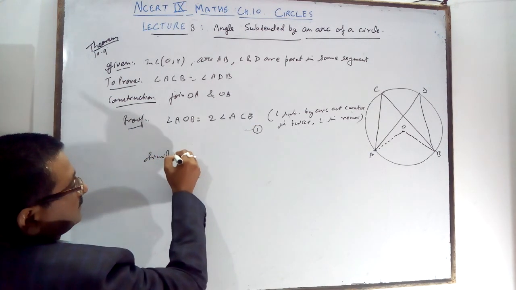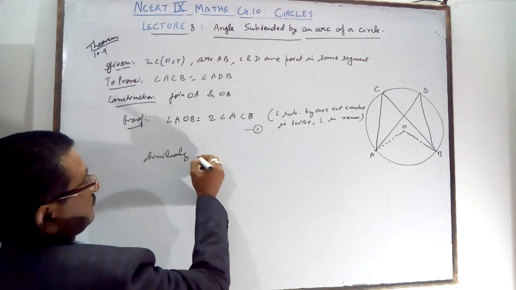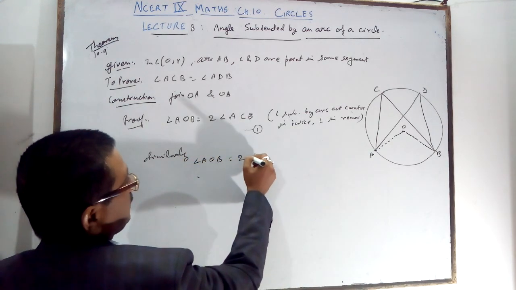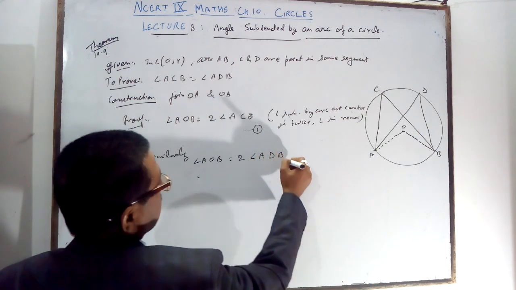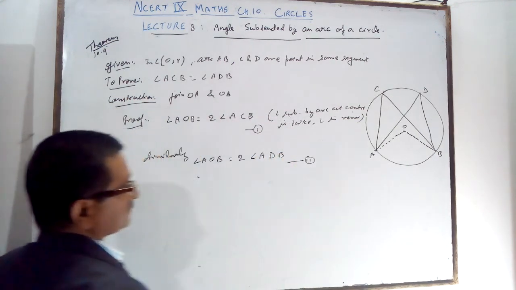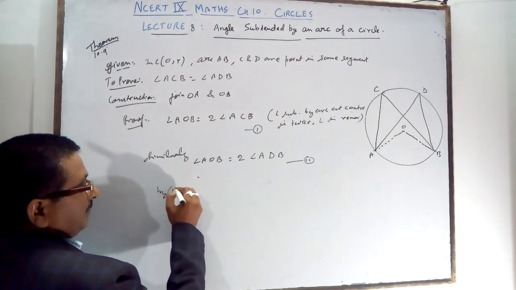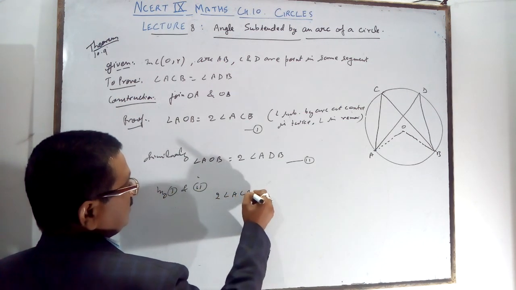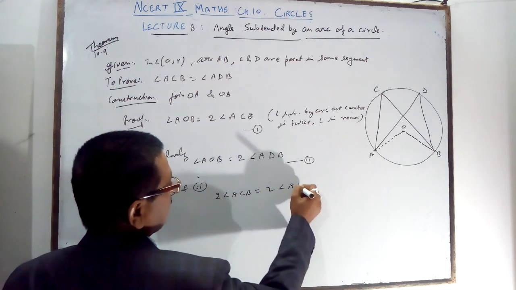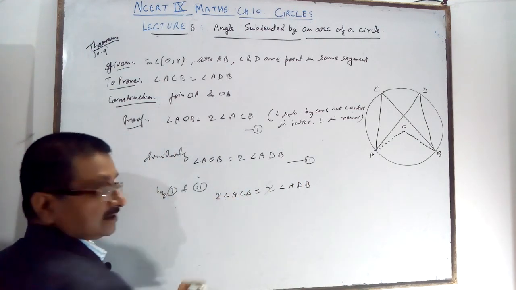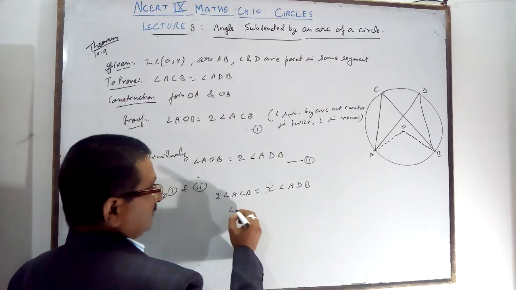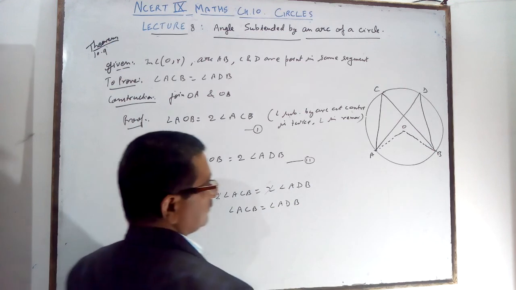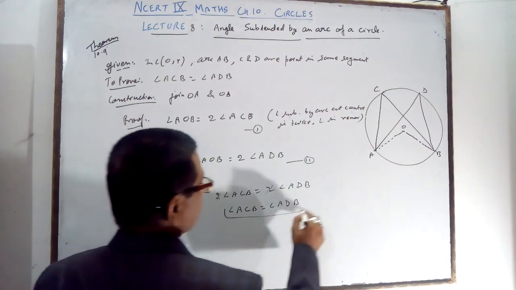Similarly, angle AOB is equal to twice angle ADB. It is the second equation. By first and second, twice angle ACB is equal to twice angle ADB. The 2 and 2 cancel. What are you getting? Angle ACB is equal to angle ADB. Hence proved.